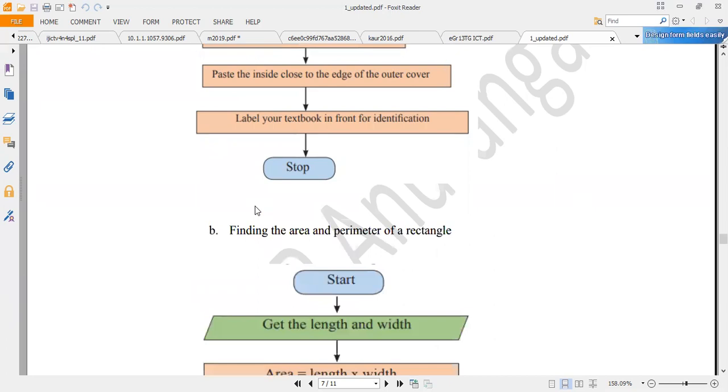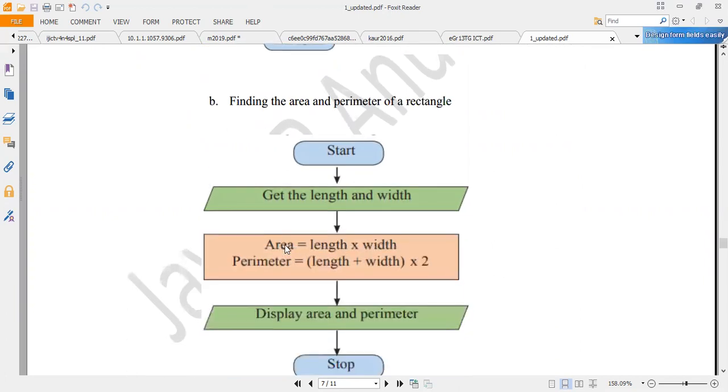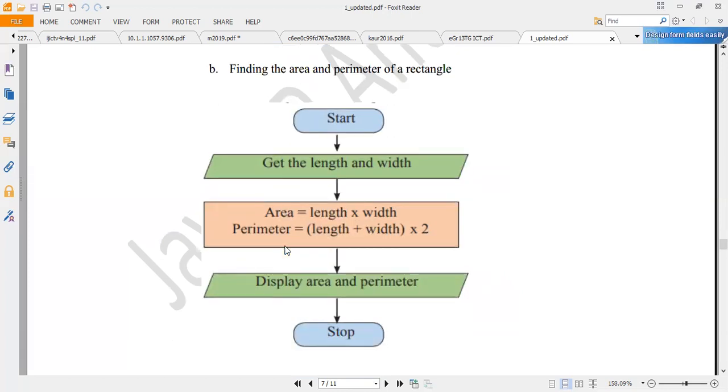Another example, finding the area and perimeter of a rectangle. These are very simple examples. It will be beneficial to understand the theory behind the flowchart, symbols and flow. First one is the start symbol. Getting inputs, there is a process symbol and output symbol and the end stage.